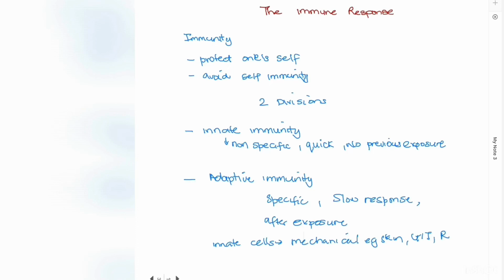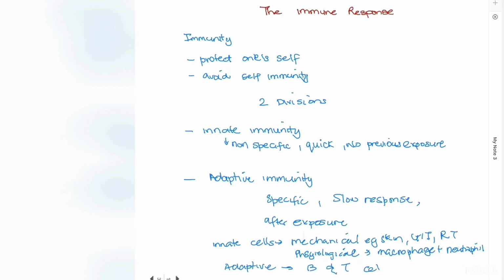Now, the innate response can be of two types. It may be mechanical. When you hear mechanical, think about barriers, right? Or it may be physiological. Mechanical defenses are like your skin, your GI tract, and your own natural bacteria in your respiratory tract. And physiological, as we said before, are your neutrophils or your macrophage cells.